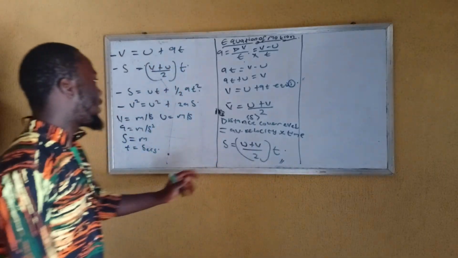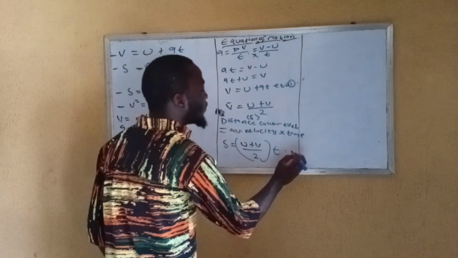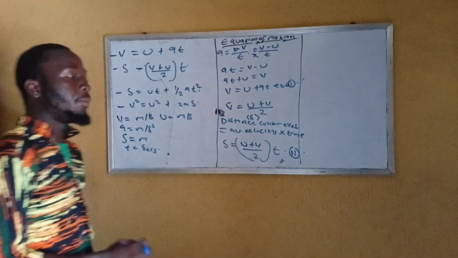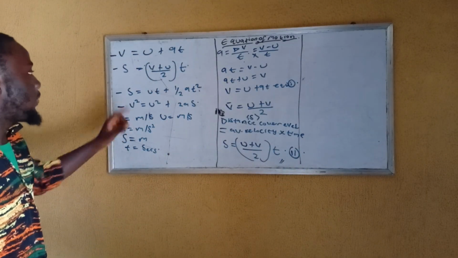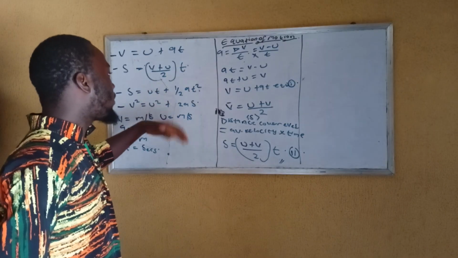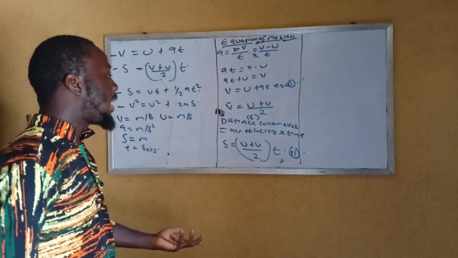Then this is how we arrive at equation 2. Hope you are following, guys. So for your equation 3, we have s is equal to ut plus 1 over 2 at squared. How do you arrive at this?